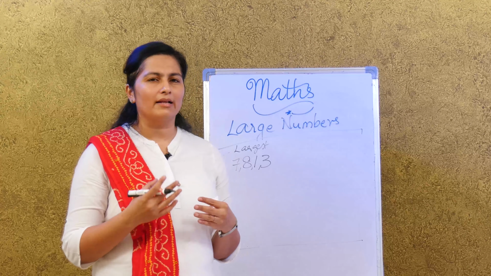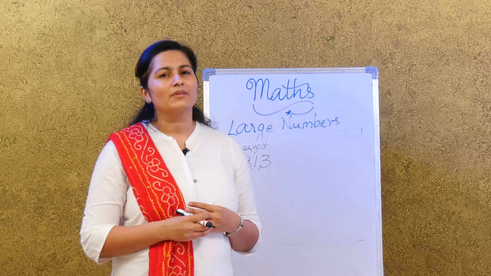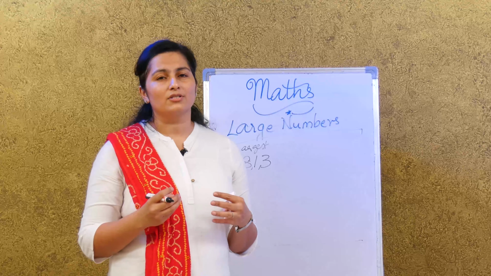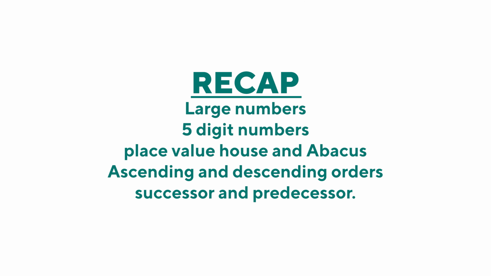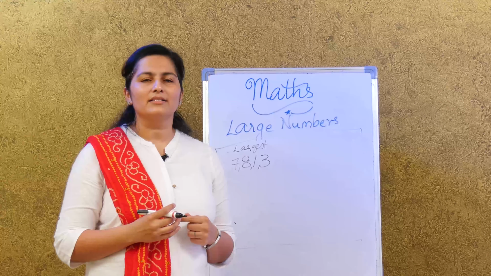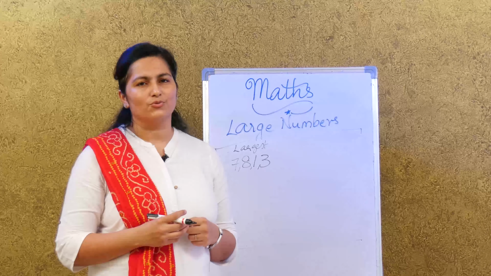So, can we just quickly remember what all we studied? We really looked long into large digit numbers. So, in today's class, we learnt about 10,000s. We learned about the ascending order, descending order. We also learned about successor and predecessor. Okay, so that brings us to the end of unit 2.